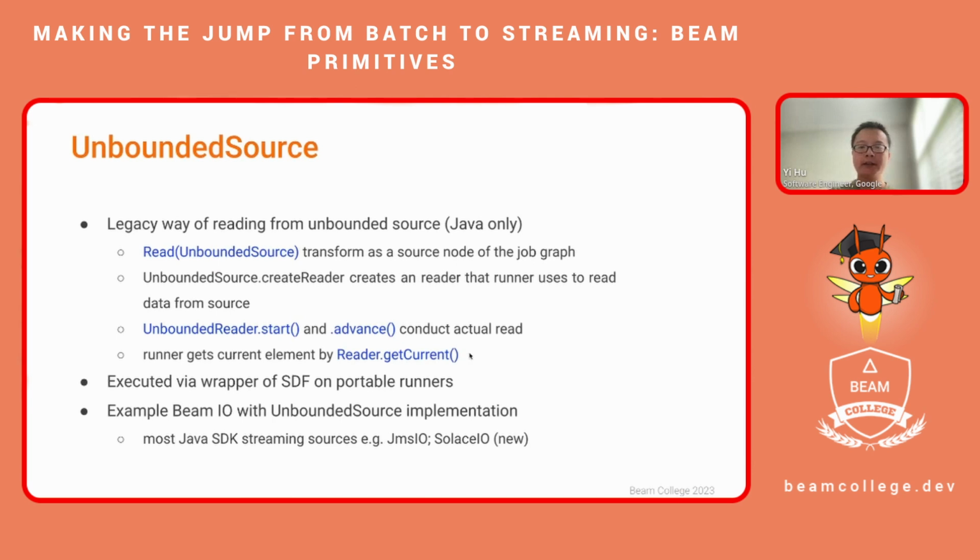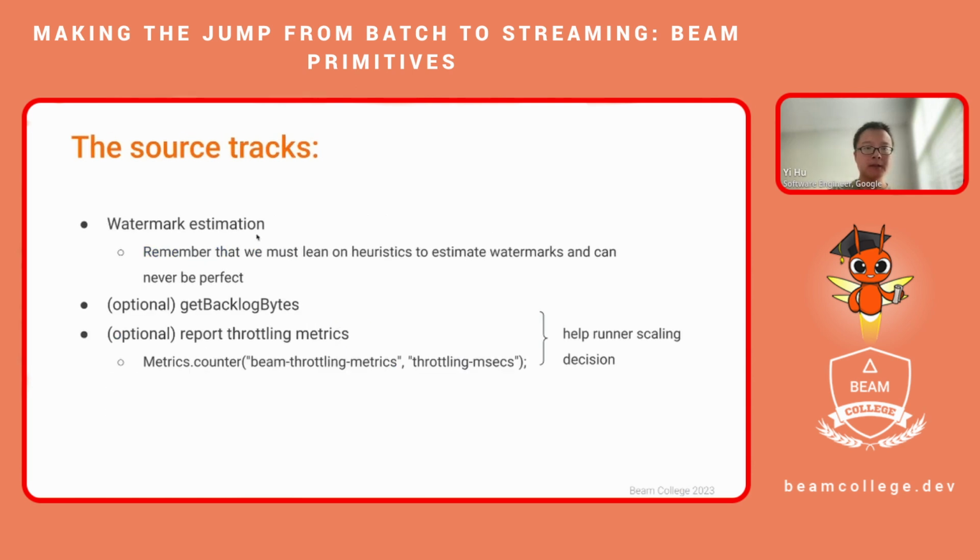And essentially it's not convenient, if possible, to load balance it. So it is now executed via a wrap of splittable DoFn on the portable runners. Some examples of Beam IO using an unbounded source are JMS IO, Solace IO, and Kafka IO, which also has an unbounded source mode. In both cases, the source tracks some metrics for the system.